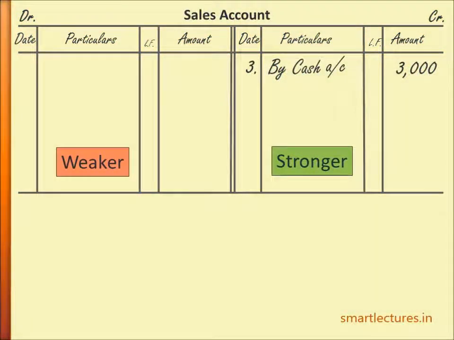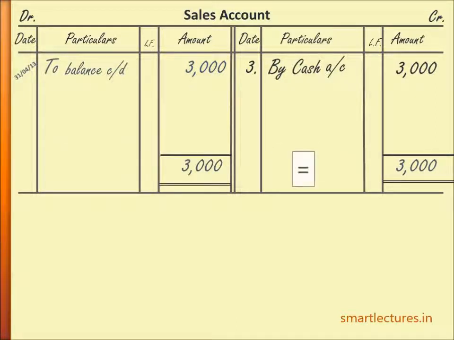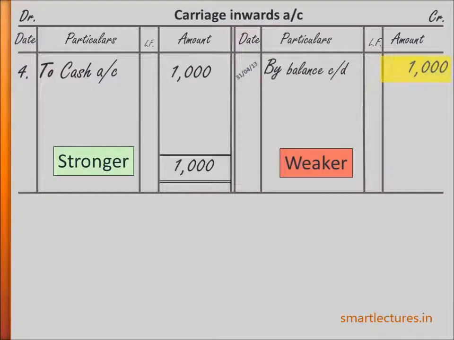Now sales account. Credit side, the total is 3,000. On debit side, please write down to balance c/d rupees 3,000. Now total on both sides, rupees 3,000. Carriage inward account. Debit side total is 1,000. So on credit side, please write down by balance c/d rupees 1,000.